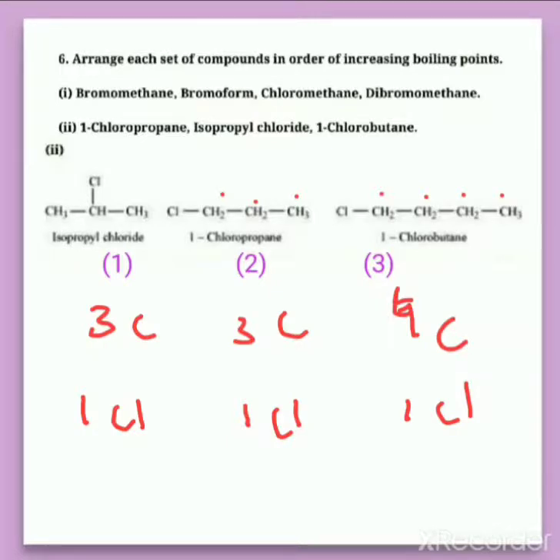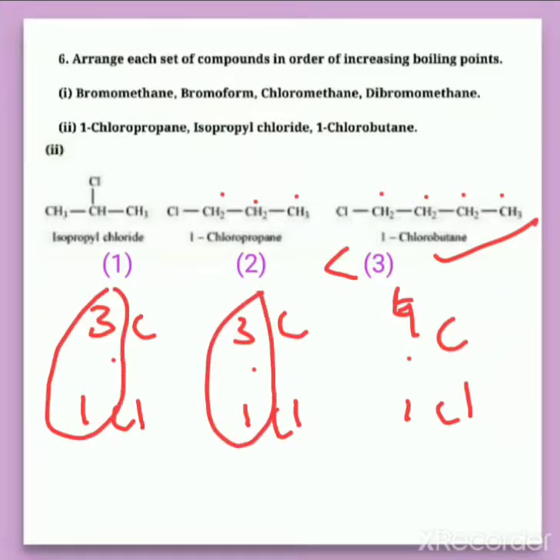Here we are comparing on the basis of the number of carbon atoms. We find that there are 3 carbons in the first structure, 3 carbons in the second structure, and 4 carbons in the third structure. So which has the maximum number of carbon atoms? The third one. So this one will have the highest boiling point because it has more mass. Let us compare the first and second. In the first and second, the number of carbon atoms and the number of halogen atoms are the same in both cases.